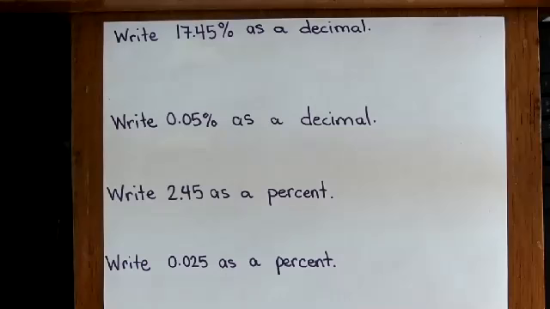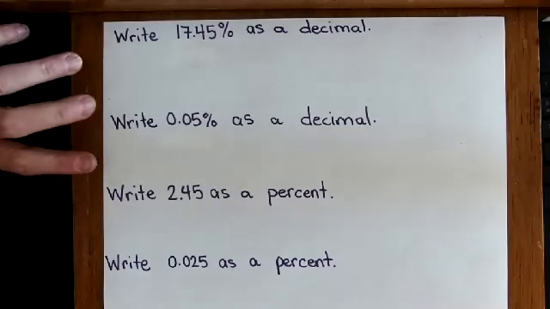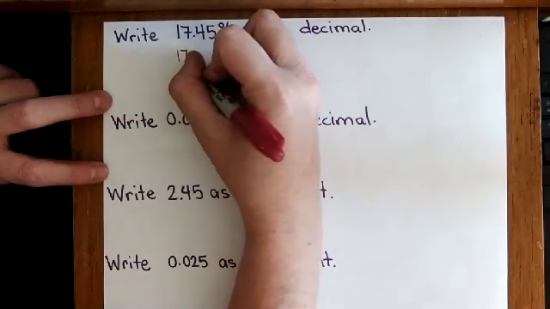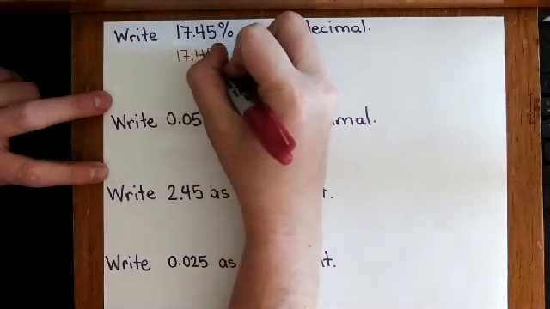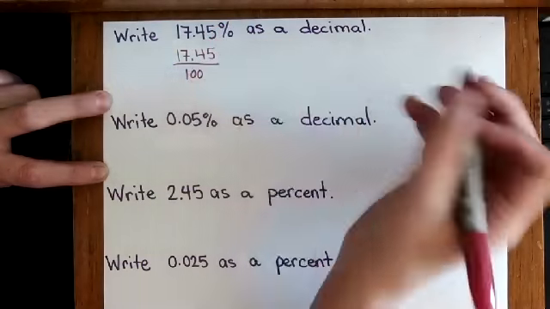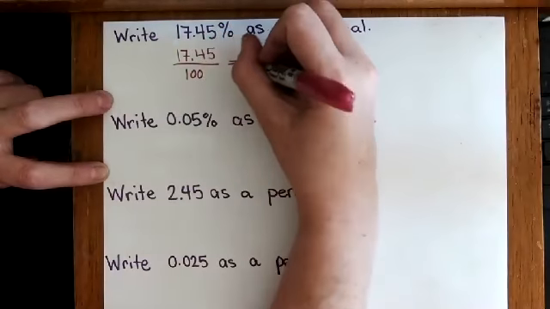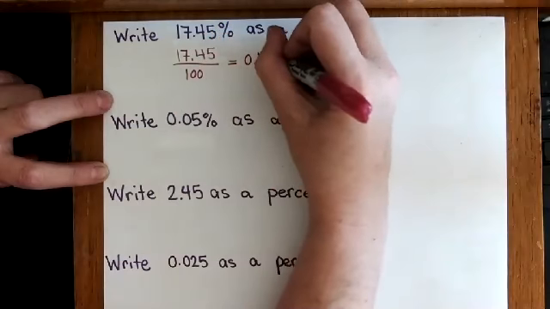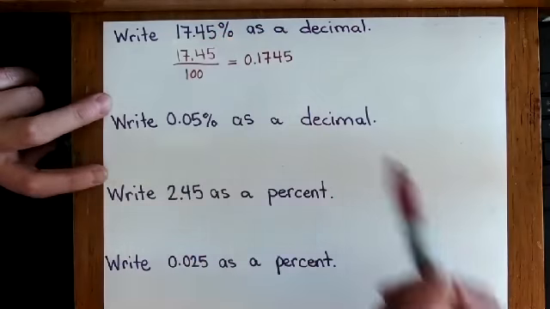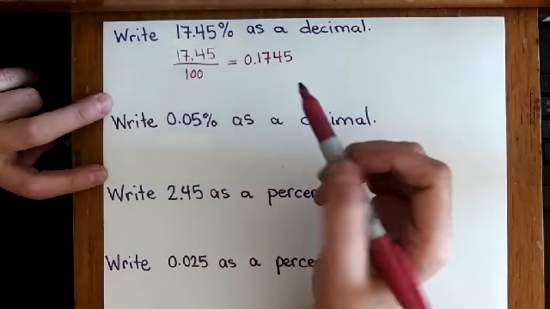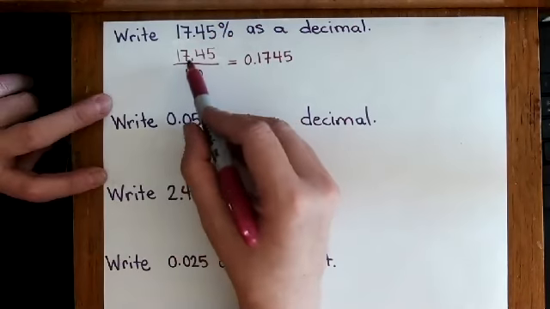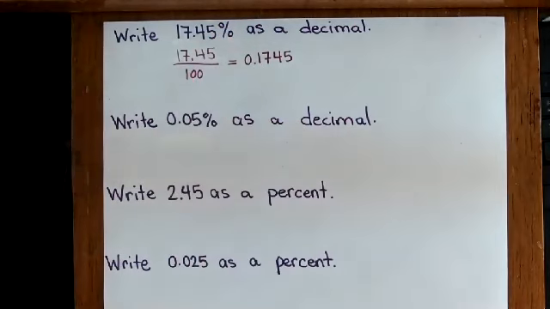All right, let's take a look at what 17.45% is as a decimal. 17.45 per 100 is the same as 0.1745, where when we multiply by tens, we move the decimal place to the right, and when we divide by factors of 10, we move the decimal place to the left.